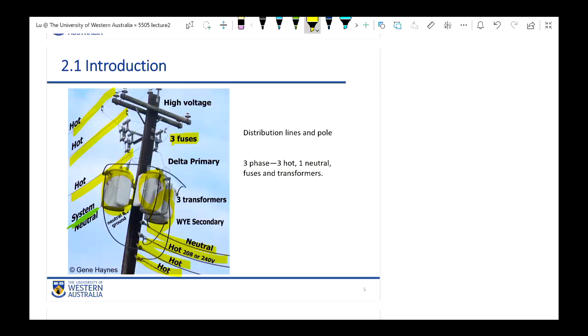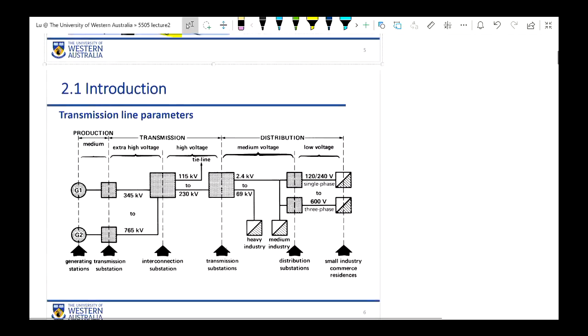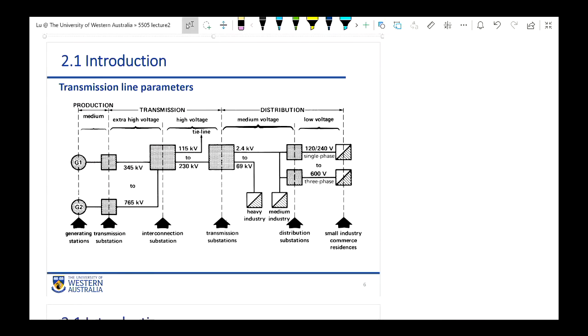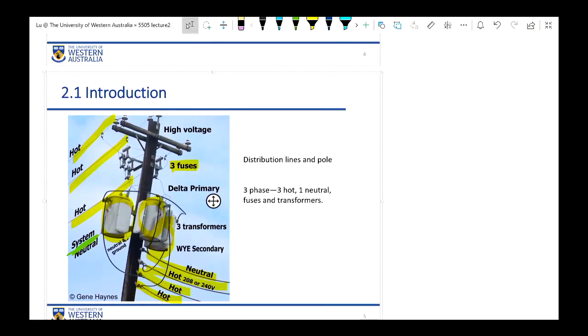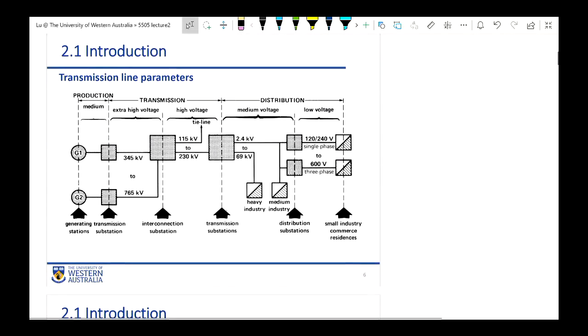So this is just a small story anyway. Picture 1 and picture 2 show you individual electrical components or a small part of the whole system. This big picture in this slide shows us the full view of the 3-phase power transmission system. And this system can be divided into mainly 3 parts.